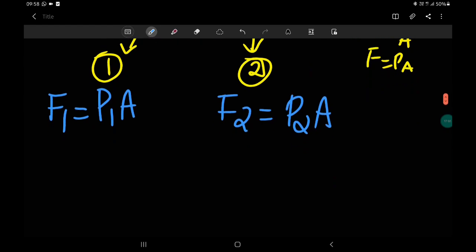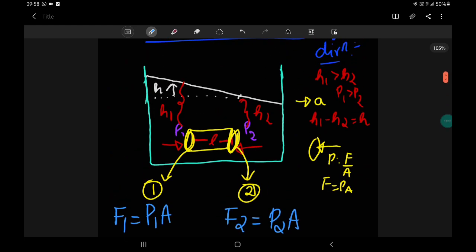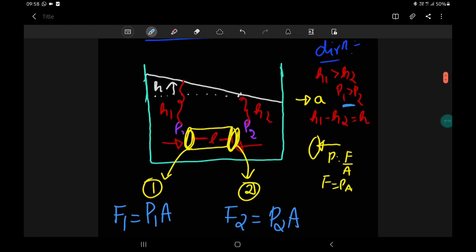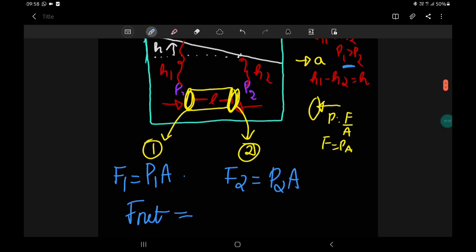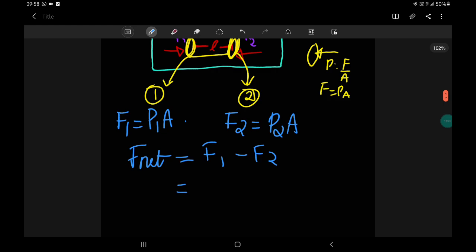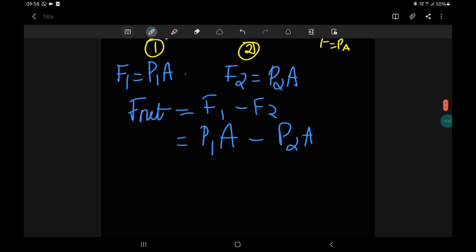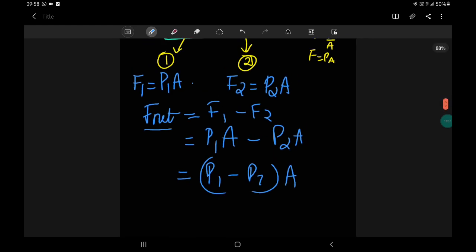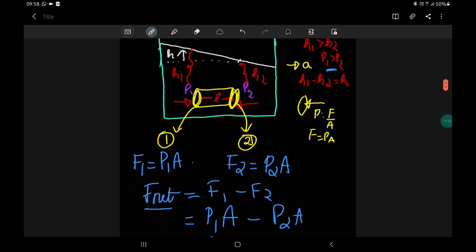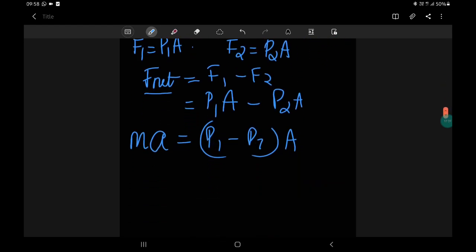Pressure is different, I told you. So what will be the net force? Now you know which is greater. I already said which pressure is greater. P1 is greater, so F1 is also greater. So F net will be F1 minus F2, meaning P1 into A minus P2 into A. So P1 minus P2 taken, with area taken common. You know that force can be written as mass into acceleration. Now the acceleration is nothing but the acceleration of this vessel, right?